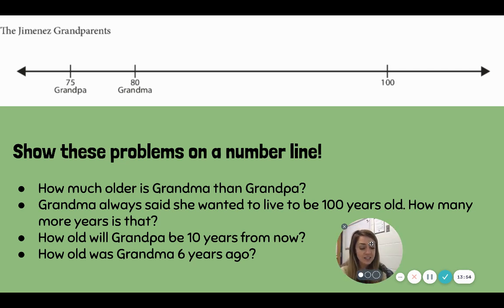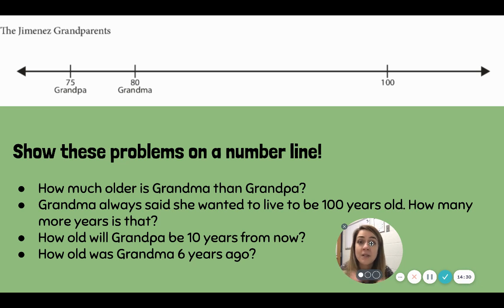All right, we are going to stop right there because it's getting a little bit of a long video, but there are 2 more questions. And if you want to, on your time, you can solve those. So using the same number line of Grandpa at 75 and Grandma at 80, and then our 100 over there, I want to know, how old will Grandpa be in 10 years? So he's 75 now. How could you use hops on a number line to show how old Grandpa will be in 10 years? Remember, we like hops of 1, 5, or 10.